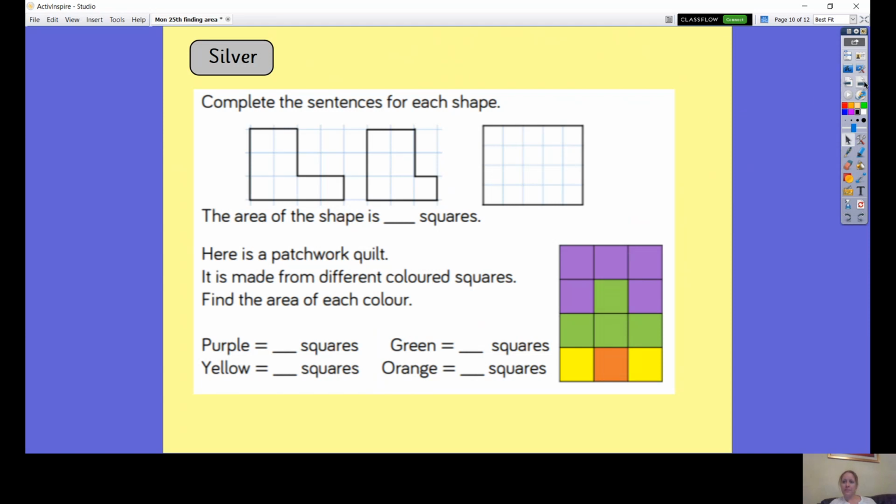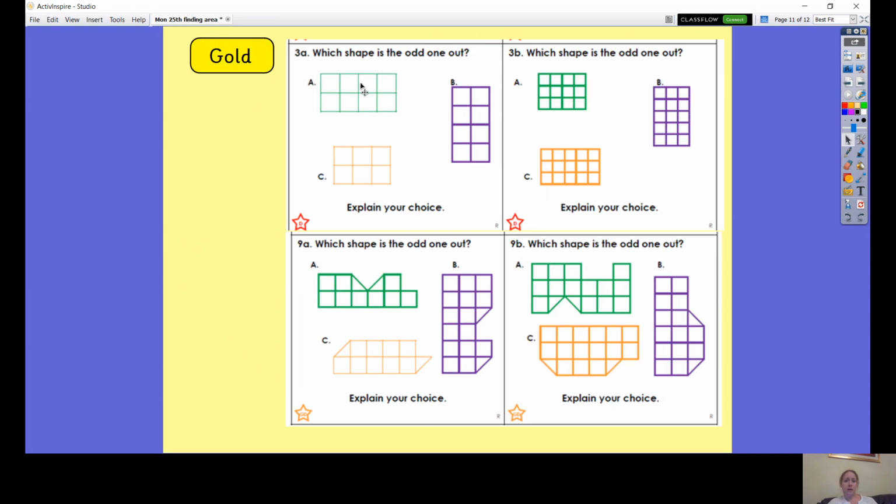Okay, so silver's all done, and let's move on to gold. So here it's just like the hinge question really, which is the odd one out. So you have to look at each of these and look at which one's the odd one out and tell me why. And obviously it's always to do with area, because that's what our lesson is about today. So you don't need to draw the shape, you just write 3A and then equals A, B or C, whichever one you choose is the odd one out, because that's explaining. Then 3B, A, B or C is the odd one out because, and then 9A, blah, blah, 9B, like that. And then we will know which one you mean without having to draw it all out.